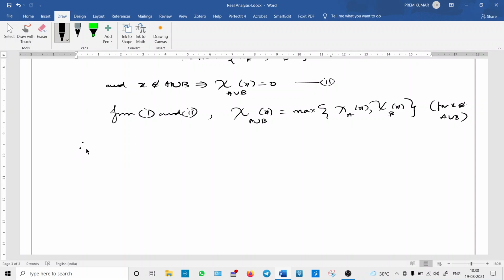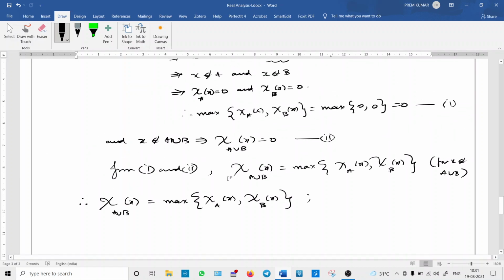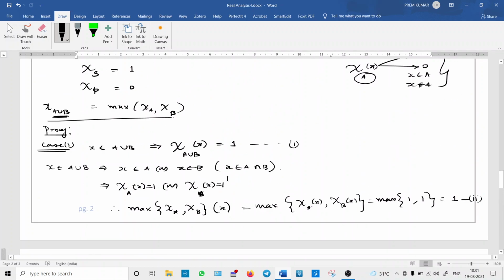Hence, by considering case 1 and case 2, we say that chi A union B of x equals the maximum of chi A of x comma chi B of x. Now I can simply write that this is true for every element in the universal set. If it belongs to A union B or if it does not belong to A union B, in both cases this equation is satisfied. See here, so we have proved this.